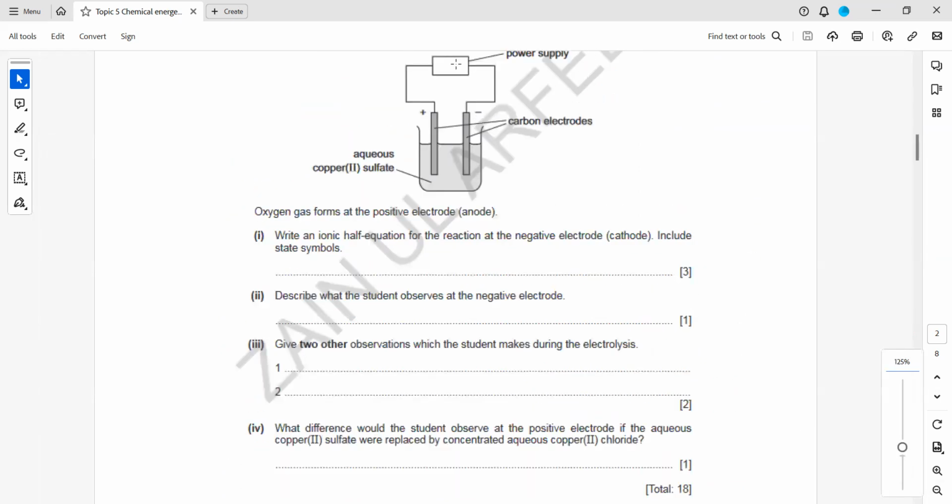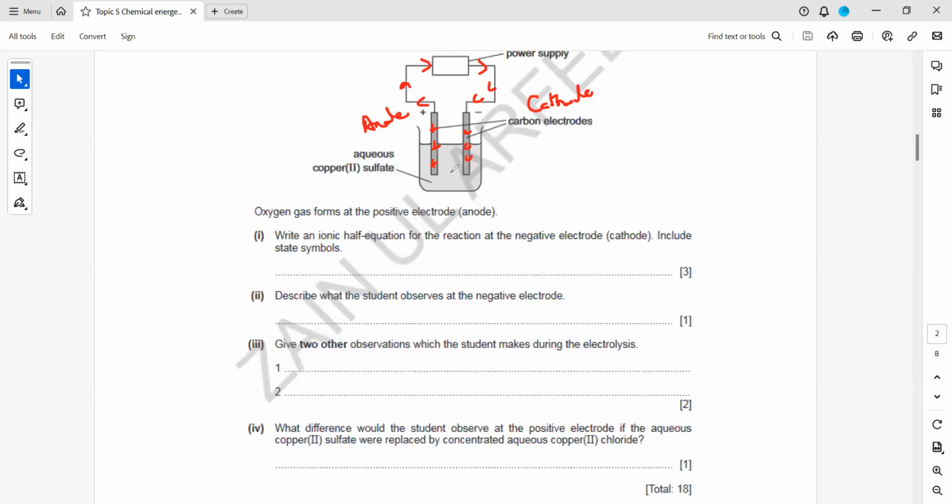So he's using a carbon electrode. The power supply is there. From the negative terminal, the electrons will move out, so the majority of electrons will be here. This will be the cathode. Towards the positive terminal of the battery, the positive ions are attracted, so the majority of positive ions are here, and that will be the anode.